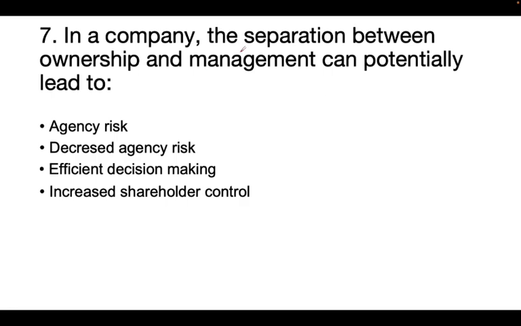Next question. In a company, the separation between ownership and management can potentially lead to agency risk, decreased agency risk, efficient decision making, increased shareholder control. Correct answer is agency risk.